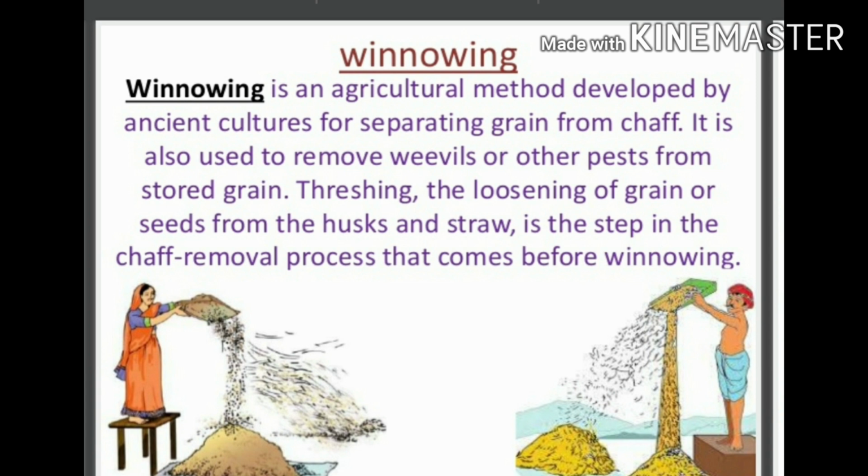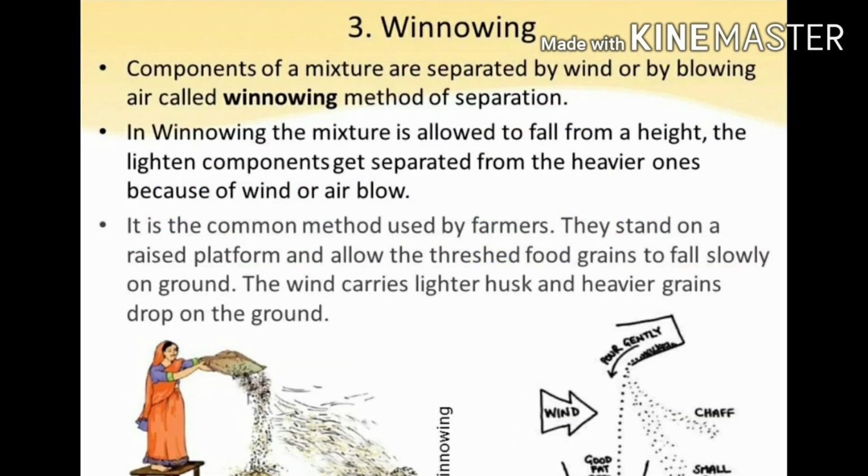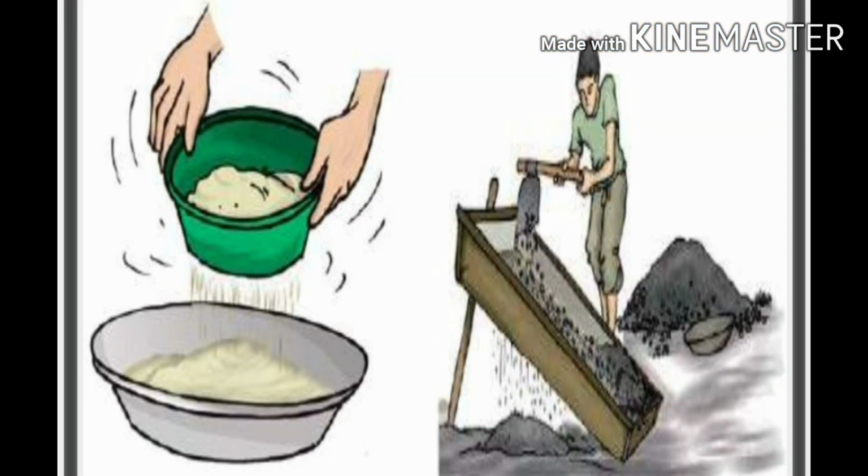Winnowing is one of the agricultural methods developed in ancient culture, which is used to separate grain from chaff. It is used to remove other pests also. In this, air currents are used to separate heavy and lighter particles. Lighter particles will move away and heavy particles will settle down nearby in two different heaps. In this way, the two types of particles are separated and stored easily by farmers using this simple method of separation.